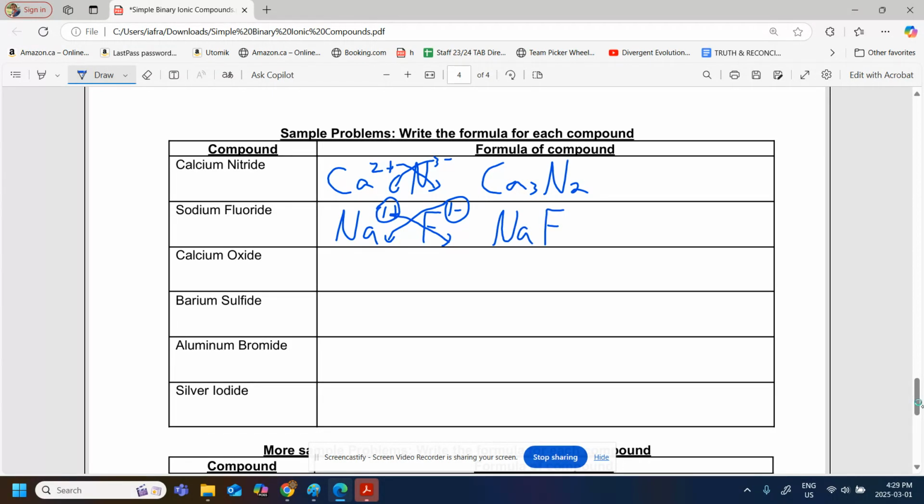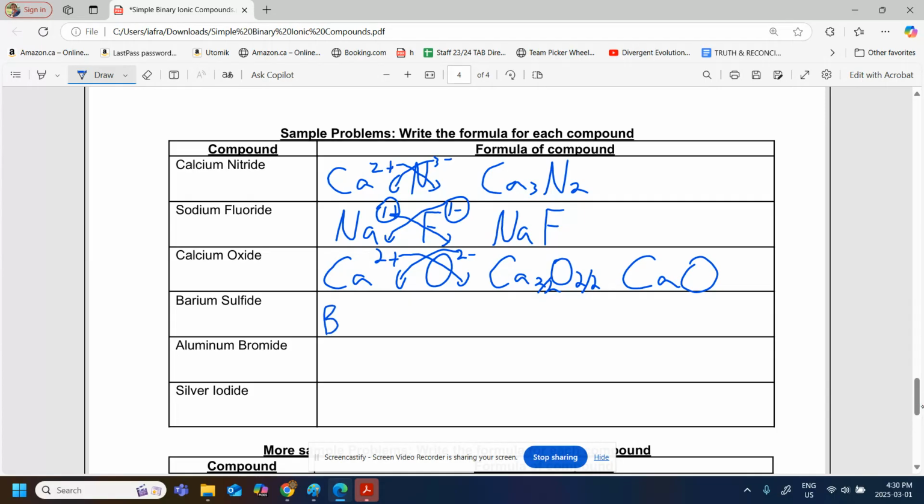NaF. For calcium oxide, you had calcium 2 plus, O 2 minus. When you crisscrossed, you notice that you got Ca2O2. Hopefully you didn't stop here. You had to reduce after. If you did charge balancing, it would have taken care of itself. Now they're both 1 and 1, so we have CaO.